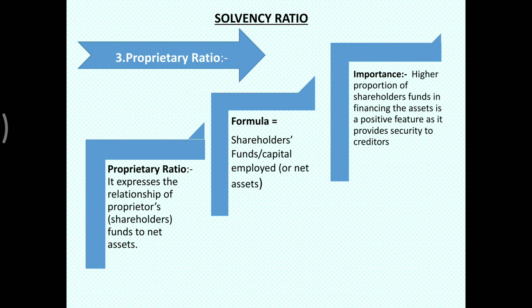So, proprietary ratio is taken as proprietor's fund ratio, you can say. It is calculated to find out the relationship between proprietors or shareholders fund to net asset. It has a very simple formula: proprietors fund, or you can say shareholders fund, is divided by capital employed or net asset.